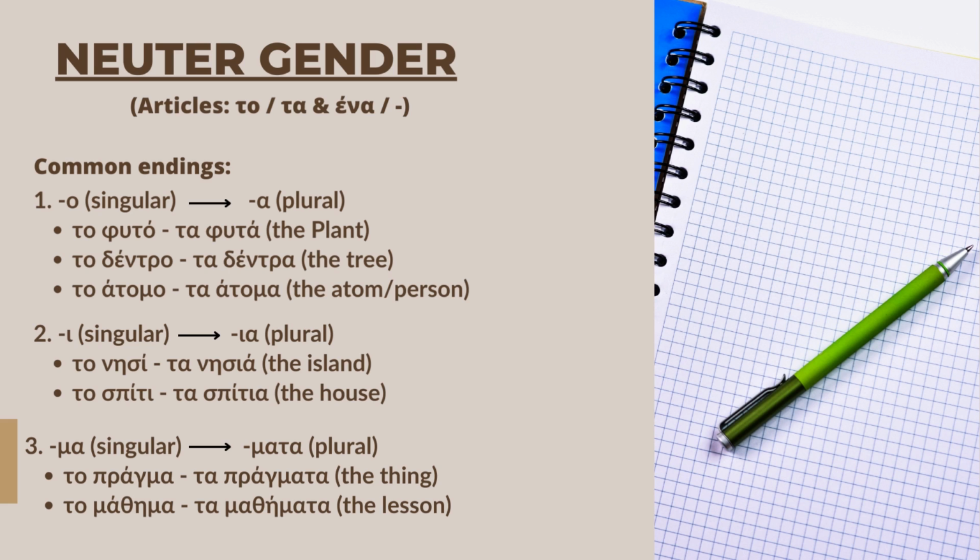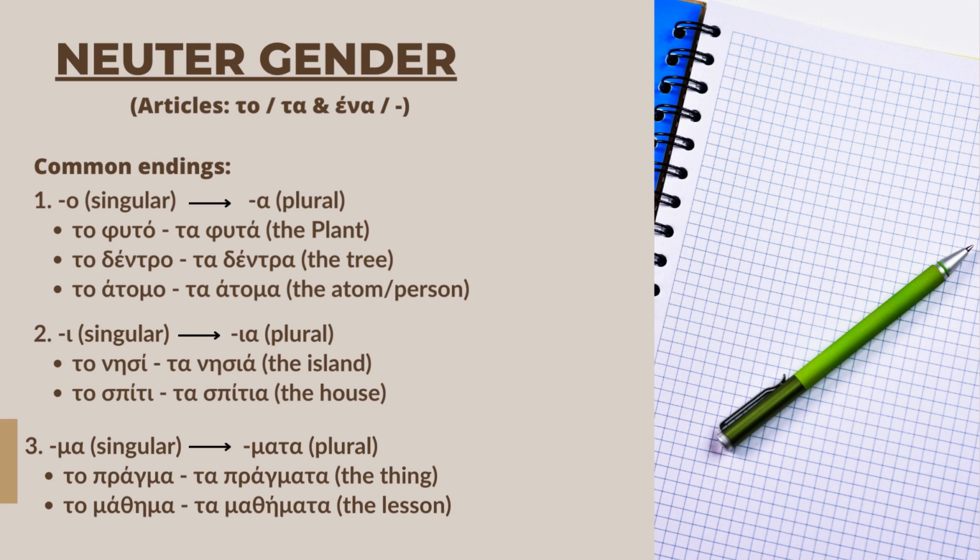The first one is omicron. We pronounce it as o. So ο becomes α. Το φυτό becomes τα φυτά. This means a plant. Το δέντρο becomes τα δέντρα, tree. Το άτομο becomes τα άτομα. This means an atom or person.